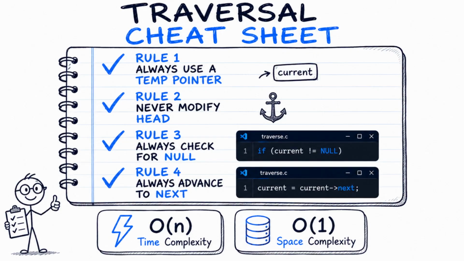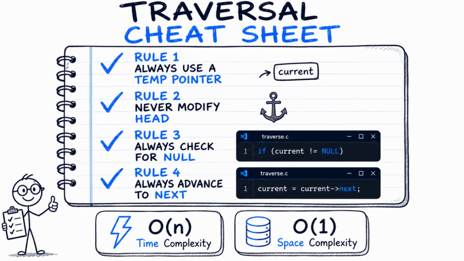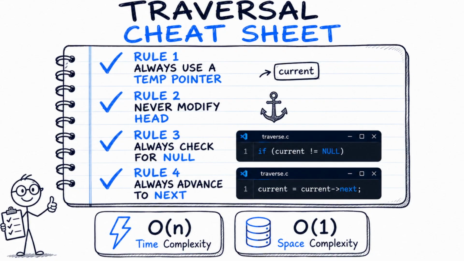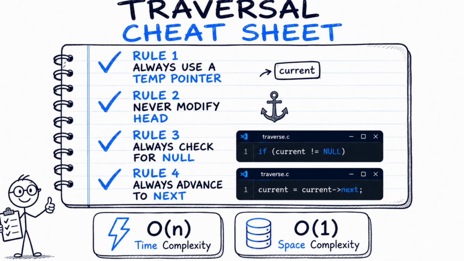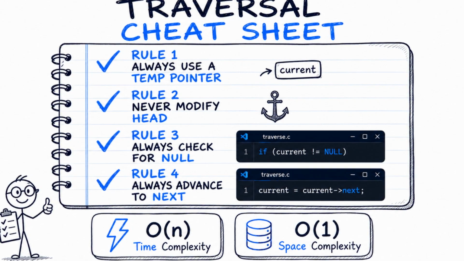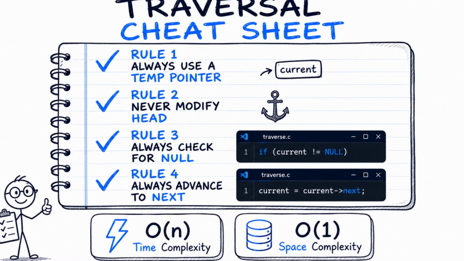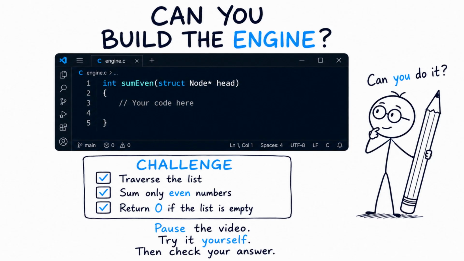To tie this whole thing together, remember your 4 core rules. Always use a temporary pointer. Never modify head. Always check for null. Always advance to next. This guarantees your traversal will always run in a highly efficient O of n time complexity and a brilliant O of 1 space complexity, because you only ever need a single extra pointer regardless of how massive the list gets.